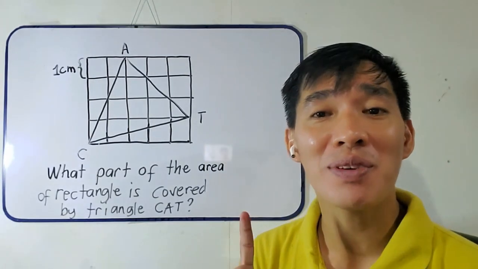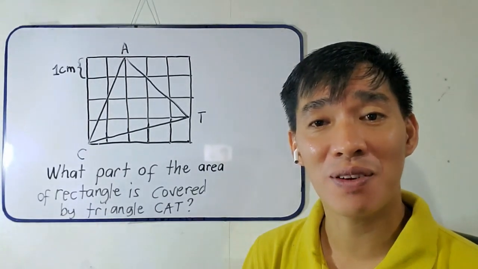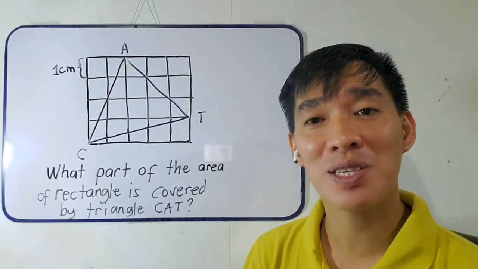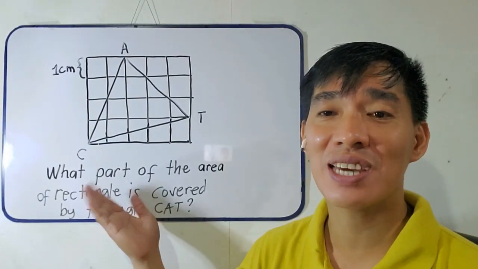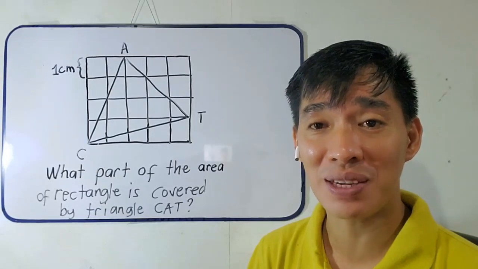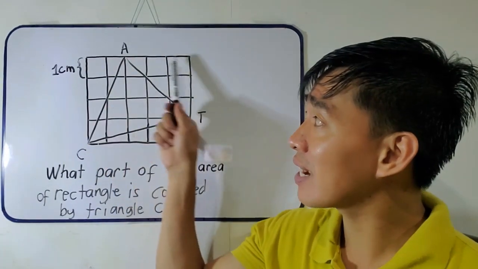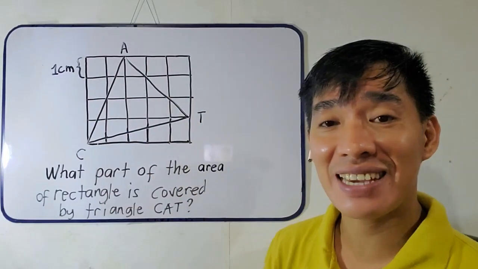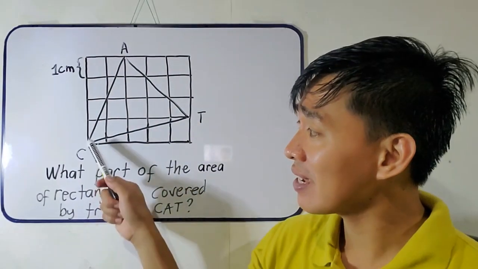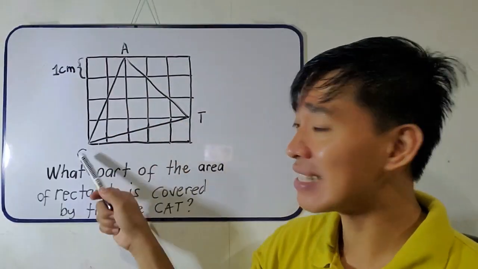So, before we start with the lesson for grade 6, I want you first to look at the challenge I posted here on the whiteboard, and I want you to give it a try. This is a rectangular figure, and inside the rectangular figure is a triangle CAT.